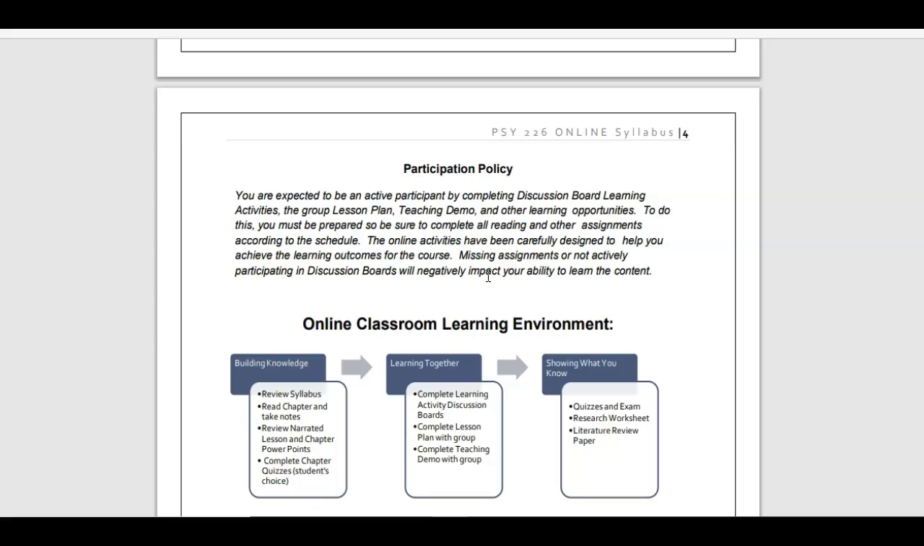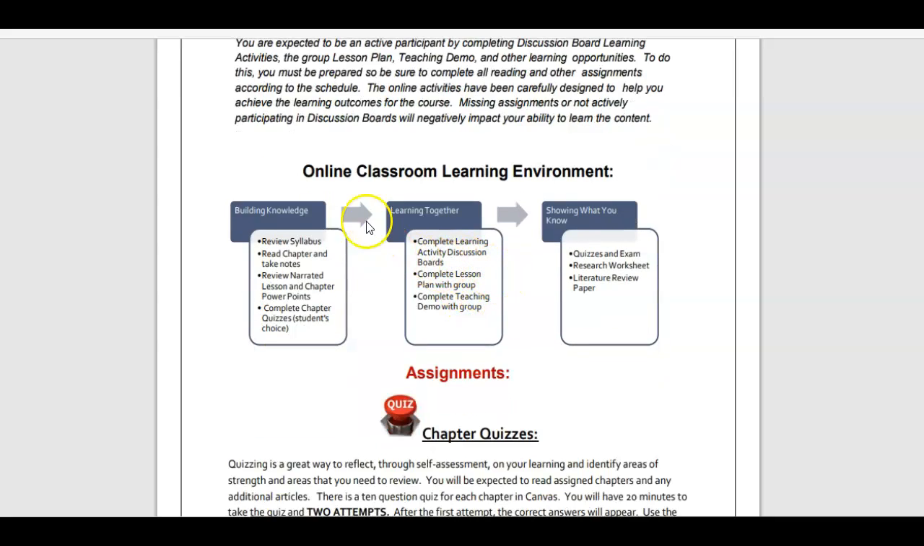There are ways that we participate in this class, even though it is an online class. Now, most of the time you probably will be learning on your own, as you can see here, building your own knowledge. But what's great about this class and what's important if you want to be a future educator is learning together. So we will be completing discussion boards in this class. You will be completing a group lesson plan, and you will be using that lesson plan to guide the teaching demo that you do with a group. So you will need to work with others in this class. So it's really important to understand that this class is built on constructivism, collaboration, and how we construct knowledge together.